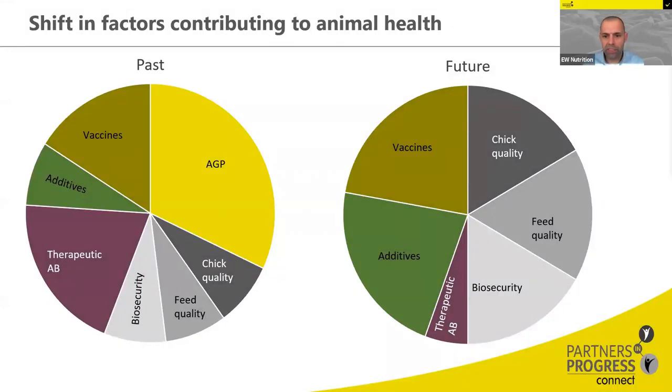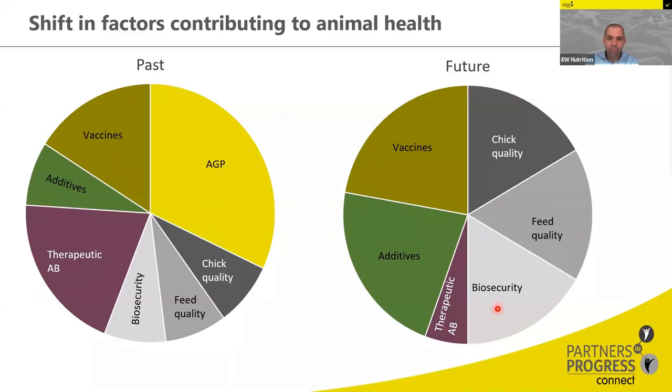Now, the speed with which the industry is rebalancing, or has to rebalance, the way of producing animals will vary from region to region. That's why I use quite abstract time indications here on this slide, past and future. So where AGPs in the past were important elements contributing to animal health, antimicrobial growth promoters will disappear from the feed. Obviously, the circle will have to be closed again, because as responsible animal protein producers, we all want to maintain flock health and profitability.